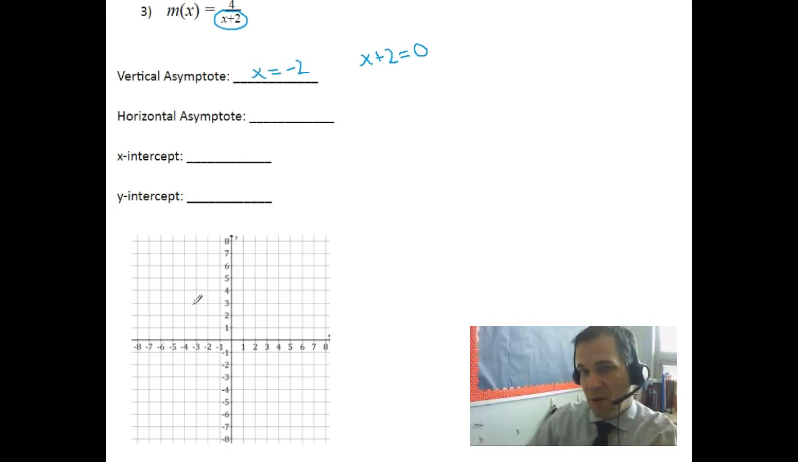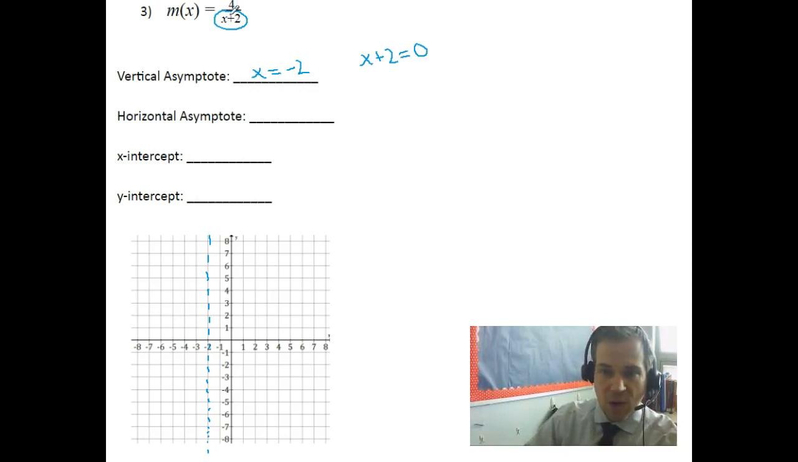I'm going to go to my grid right now and graph this vertical boundary line. So you have to have x equals to get the full credit, and it also is a nice reminder that you're going to go on the x-axis to where x is negative 2 and then put a line through it at that place. This is a line the graph cannot touch because it would cause division by 0. I'll move on to the horizontal asymptote next.